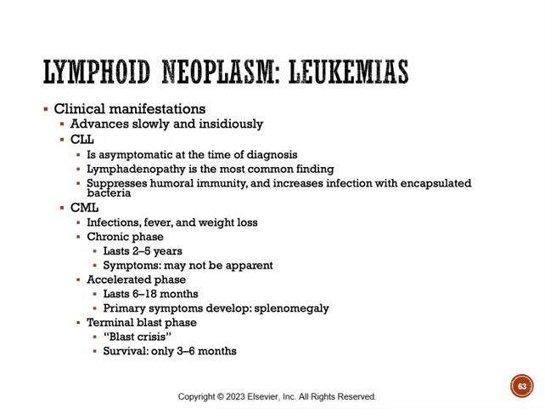And then as far as our clinical manifestations for CML, it's going to follow 3 phases. The chronic phase is going to last 2 to 5 years with mild to no symptoms. And in the accelerated phase, which lasts about 6 to 18 months, we'll see symptoms like splenomegaly, which is an enlarged spleen, infections, fever, and weight loss, which becomes more apparent as time goes on.